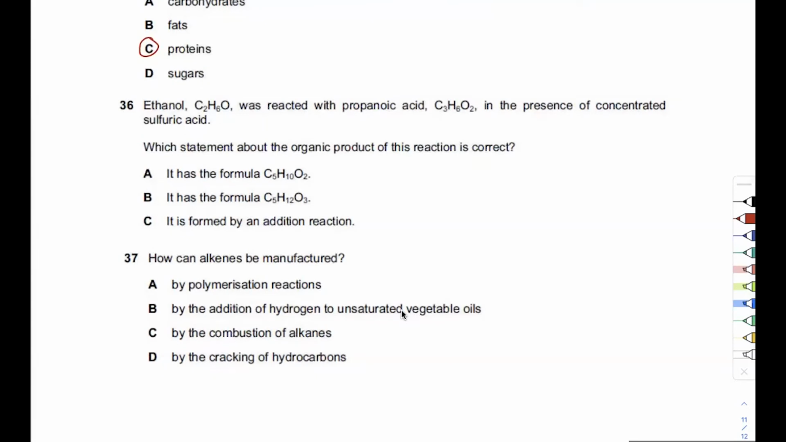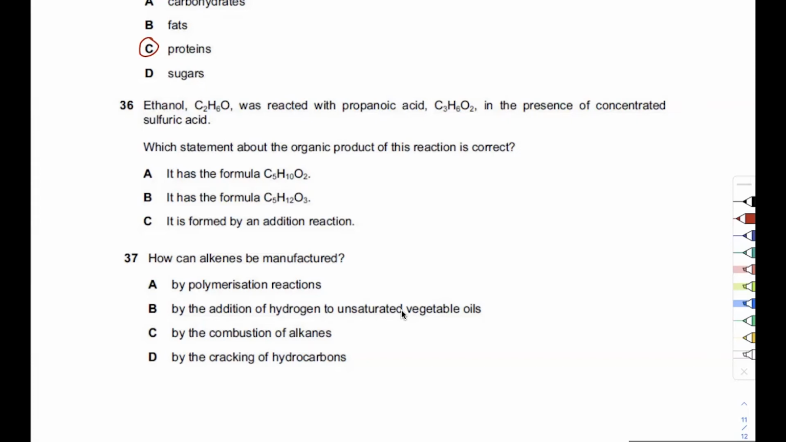Ethanol was reacted with propanoic acid in the presence of concentrated sulfuric acid. Why are we using sulfuric acid? Because concentrated sulfuric acid is a dehydrating agent. So this will do an elimination reaction and produce an ester. Which statement about the organic product of this reaction is correct?